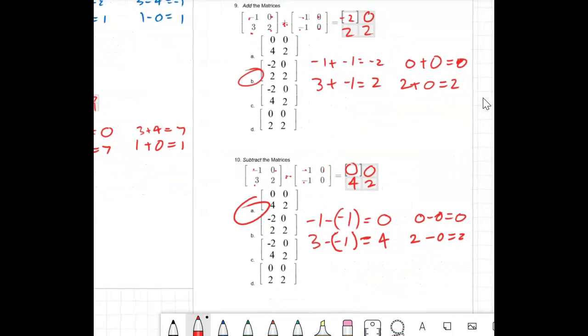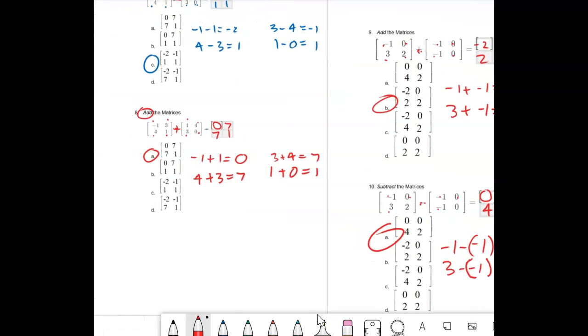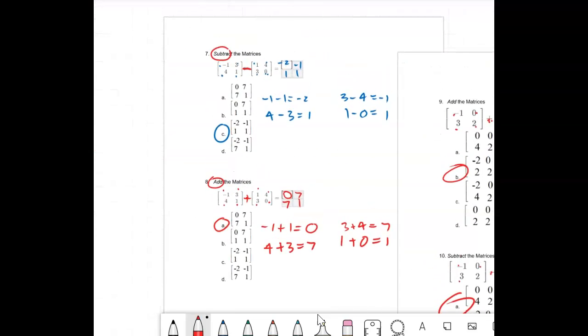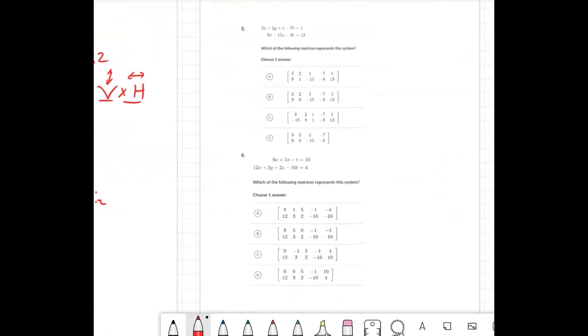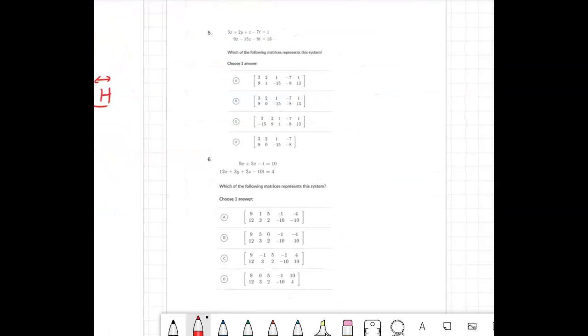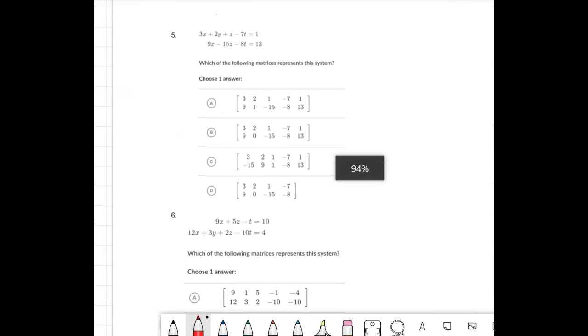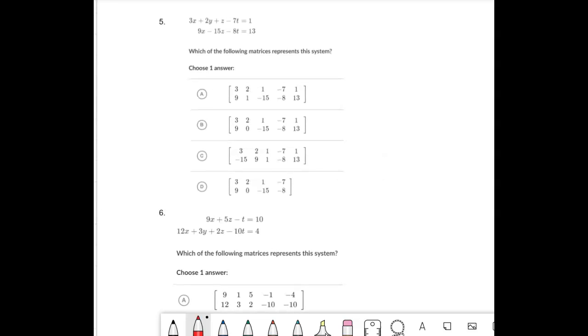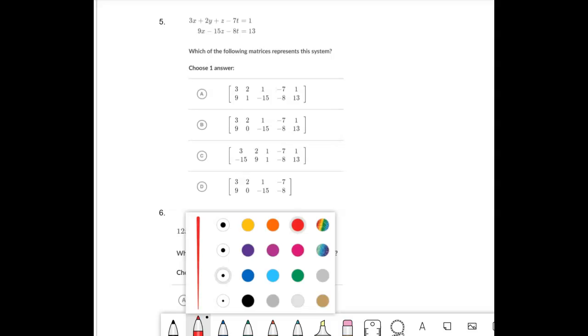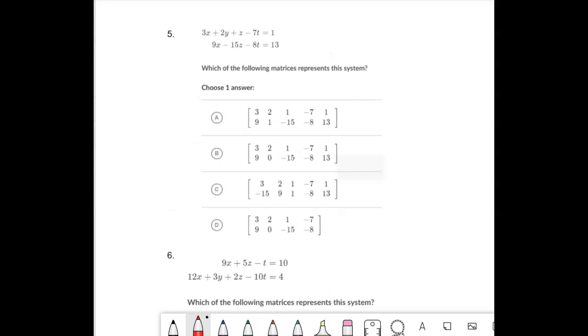So this was all the work we had for 9 and 10. Okay, and then over here, this is all the work we had for 7 and 8. Oh, my bad. We forgot 5 and 6. Okay, we're gonna do 5 and 6 here real quick. Let's zoom in on 5 here.